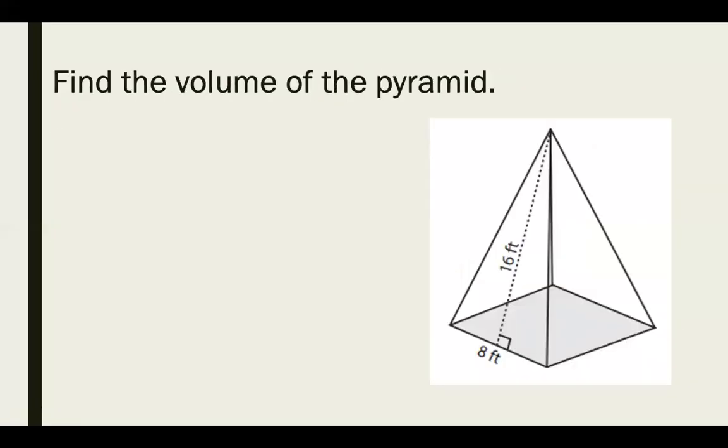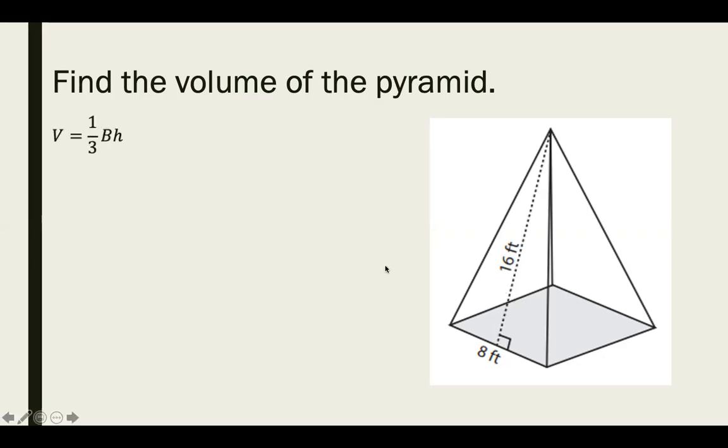All right, let's look at another pyramid. So here we've got a square base, where each side is 8 feet. And this time we're given the slant height, which is 16 feet. So I mentioned before that the height in our formula is not the slant height. We need to find the height. So how do we do that?